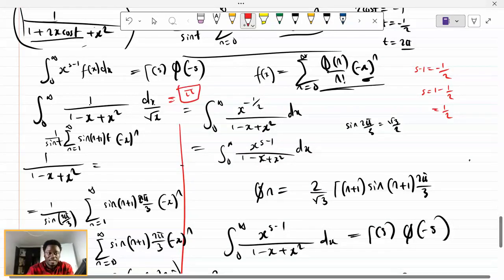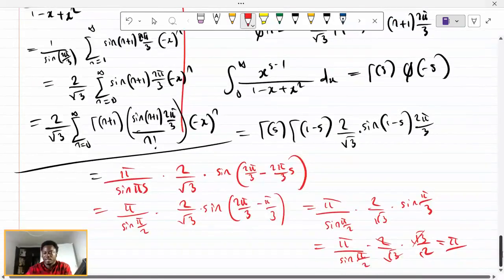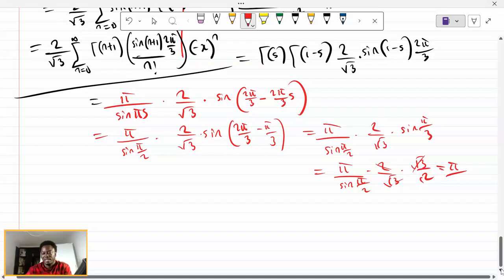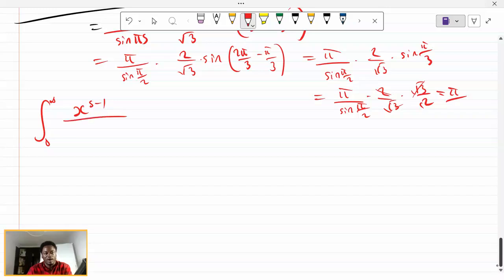There are many problems I solved related to the Ramanujan master theorem, but all of them are basically the same. You just find the Mellin transform of the integral from 0 to infinity of x to the s minus 1 over 1 plus 2x cos t plus x squared dx. And we can find the expansion here.